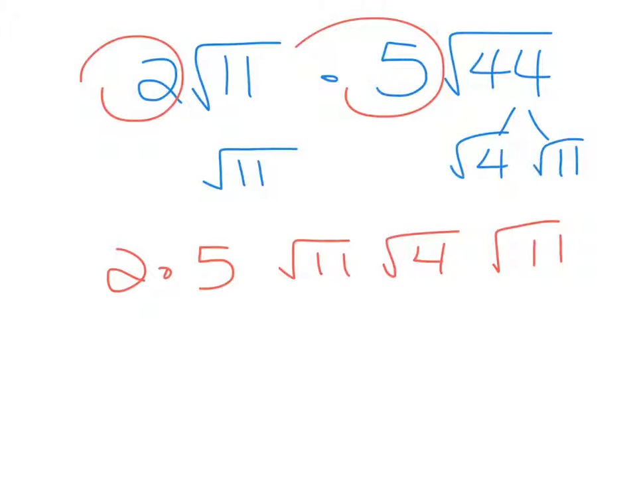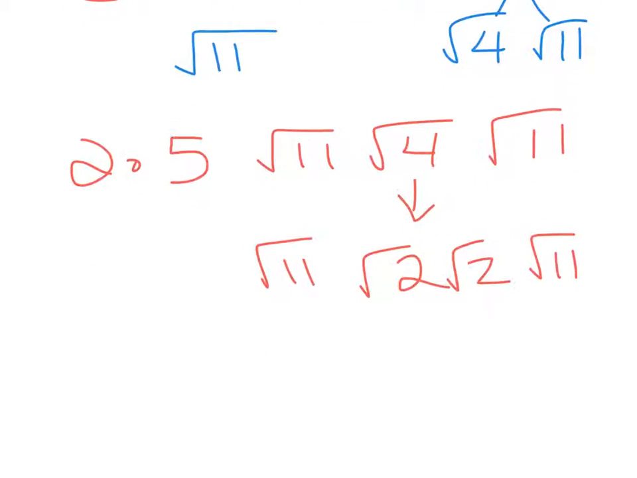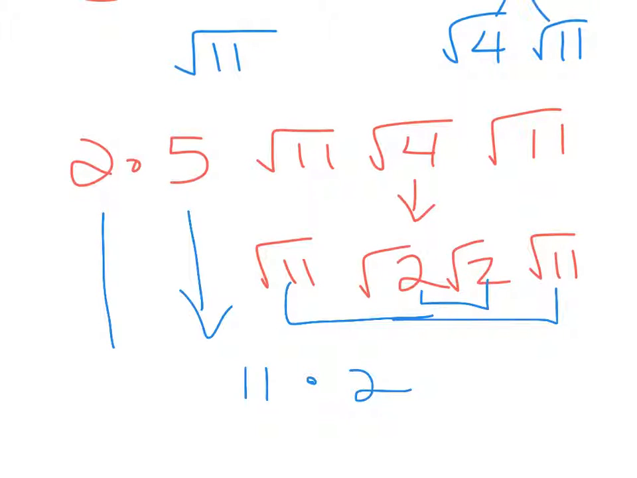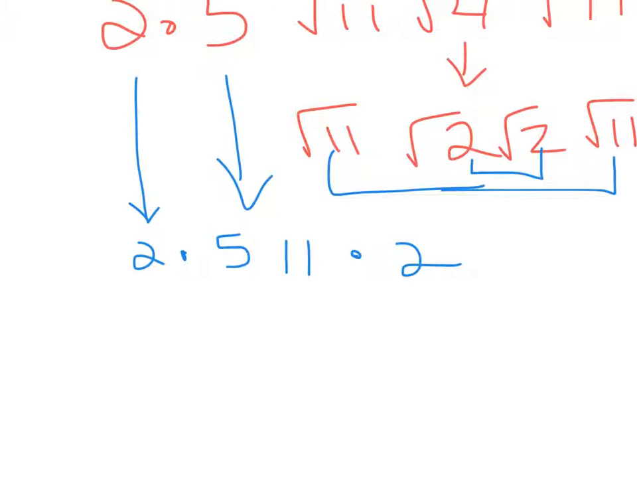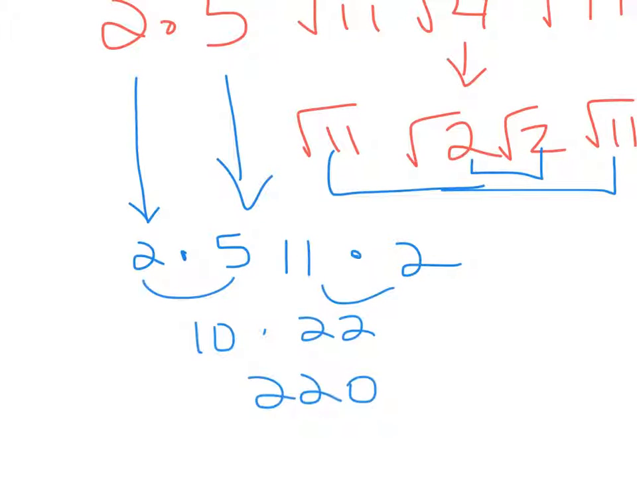Now, if you realize 4 is a perfect square, you could pull that out, or you could factor it to 2 times 2 and make pairs. So let's go ahead and just make them all pairs. And then now notice I've got a pair of 11s, so 11 comes out. I've got a pair of 2s, a 2 comes out, and then I still had the 2 and the 5 out front. So then I would multiply all of this together: 2 times 5 is 10, and then 2 times 11 is 22, and then I get 220.